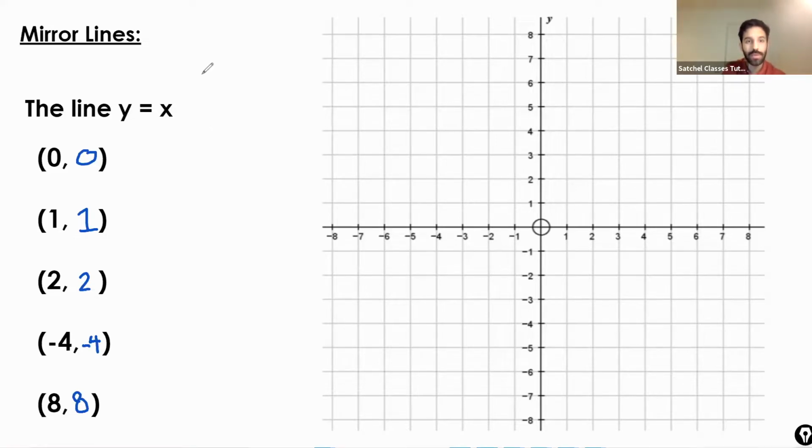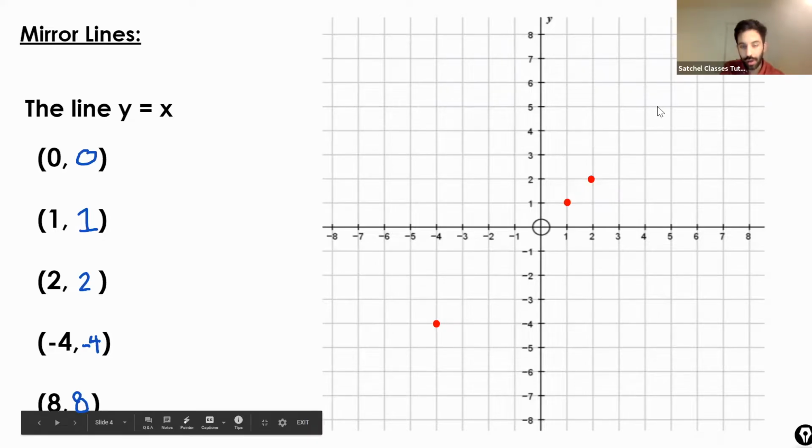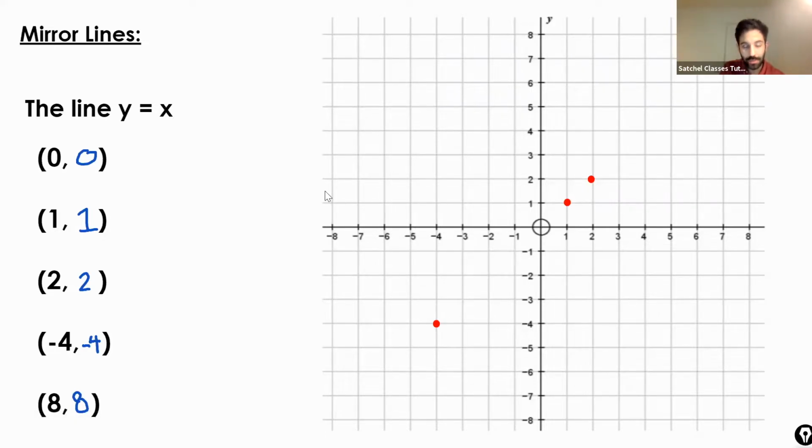Now, if we were to plot some of these points, what we have is this coordinate here, 1, 1. Then we can plot 2, 2. Then we can plot -4, -4. So going across and then coming down, that's going to give us the coordinates of -4, -4. And then I believe we have, yes, 8, 8 up here. So what we can do is, if we were to draw a line that goes through all of these points, this is what a line will look like.